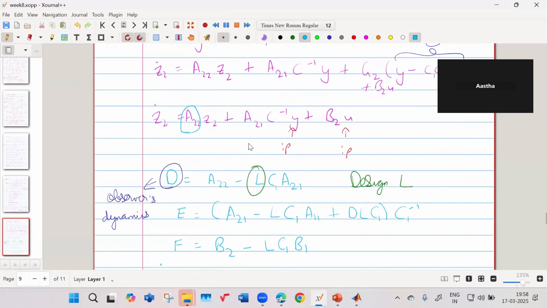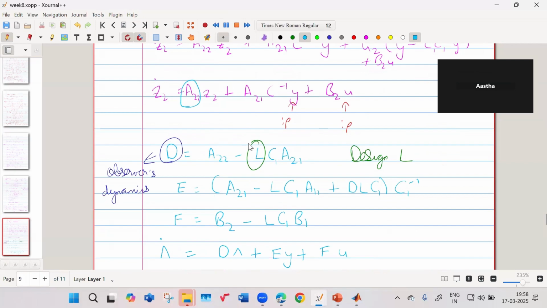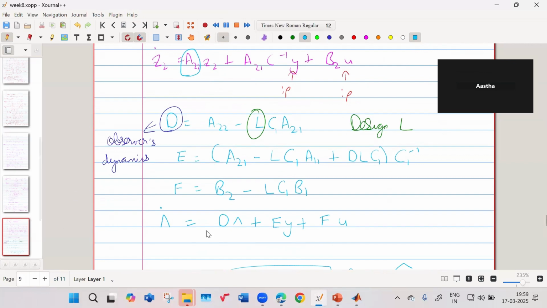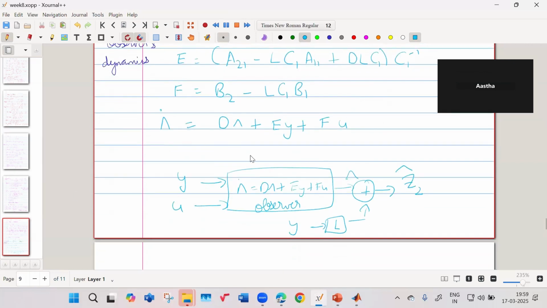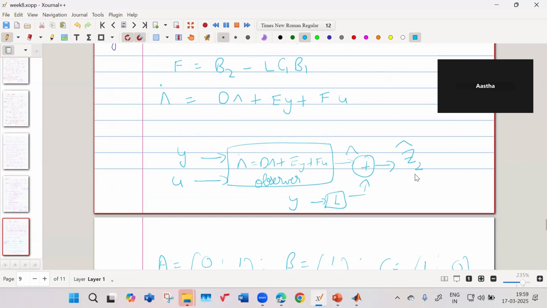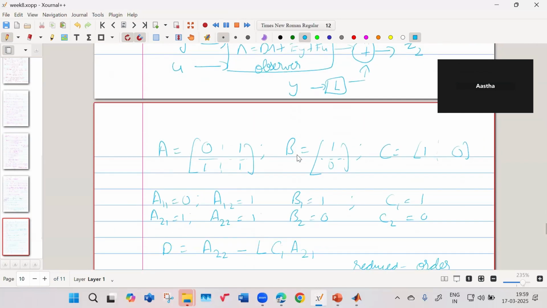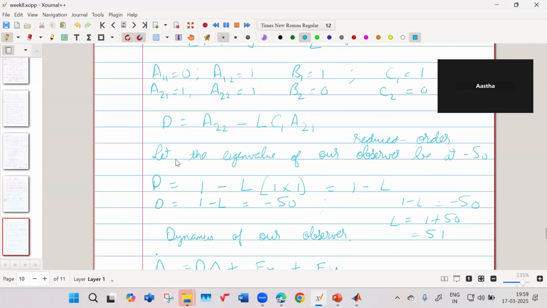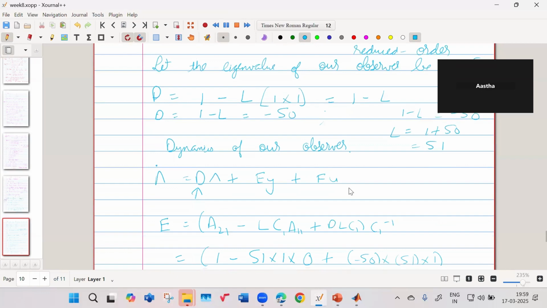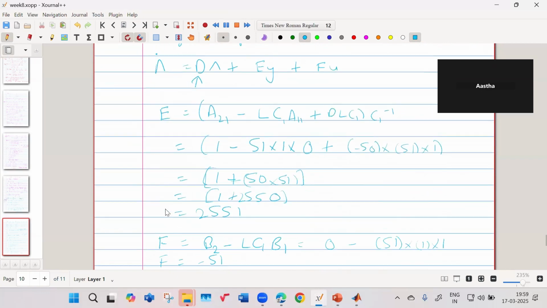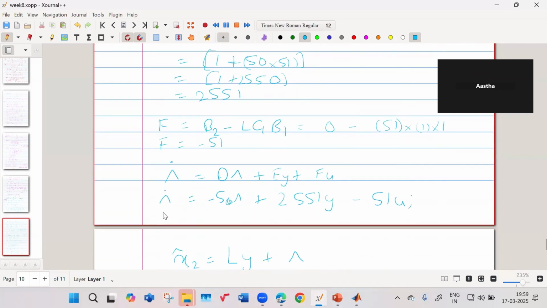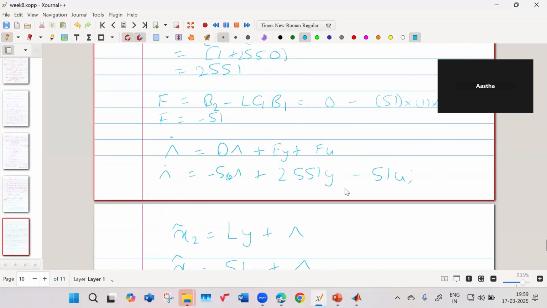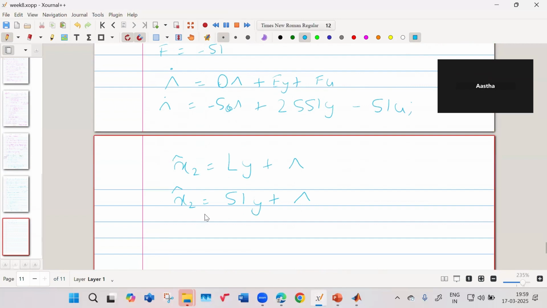What are the inputs to our reduced order observer? And how do the observer dynamics have to be written? This is the dynamical system of the reduced order observer, and how it is used to estimate the state Z2. Then we did this partitioning for the A, B, C matrices which we had considered for problem 2. And then we designed D. We found what D is required, what L is required. And once we got that, we found our E matrix and F matrix, which was needed. And then we found the dynamical equation of our observer and the equation for estimating the state X2.